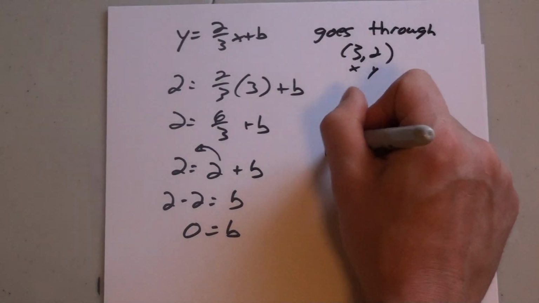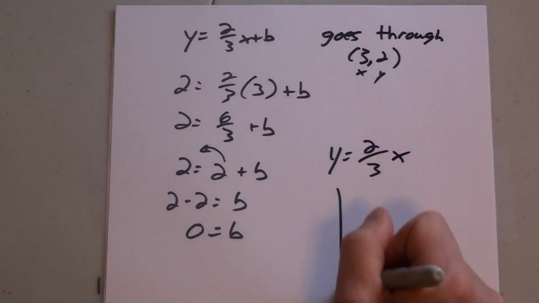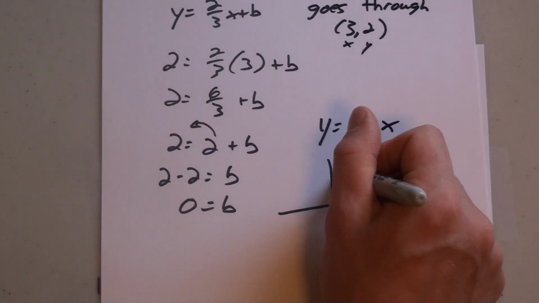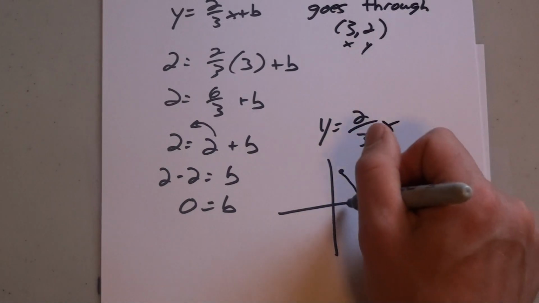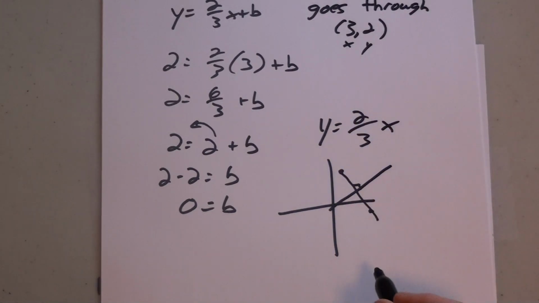So I simply have the equation y equals 2/3 x as my right bisector for the line that went from A to B. My right bisector is y equals 2/3 x.